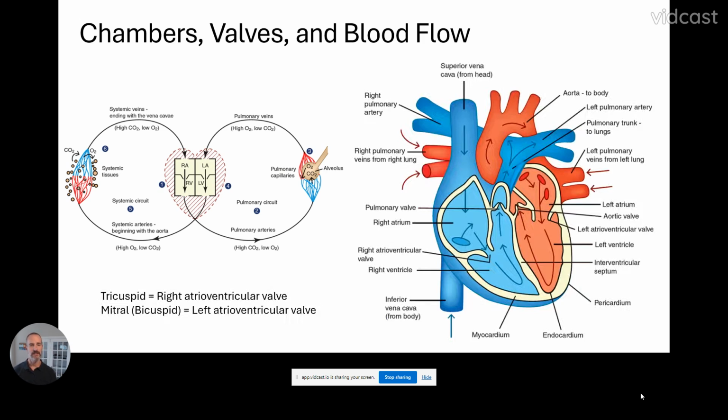So now you see a less abstract picture. This actually looks like a heart. All right, and it shows the pathway of blood flow. I encourage you to memorize how a drop of blood flows through the heart. If you understand what is happening normally, it'll make it a lot easier for you to understand what is occurring when things go wrong. All right. Want to point out real quick, you can see a couple of terms down there at the bottom left of the screen.